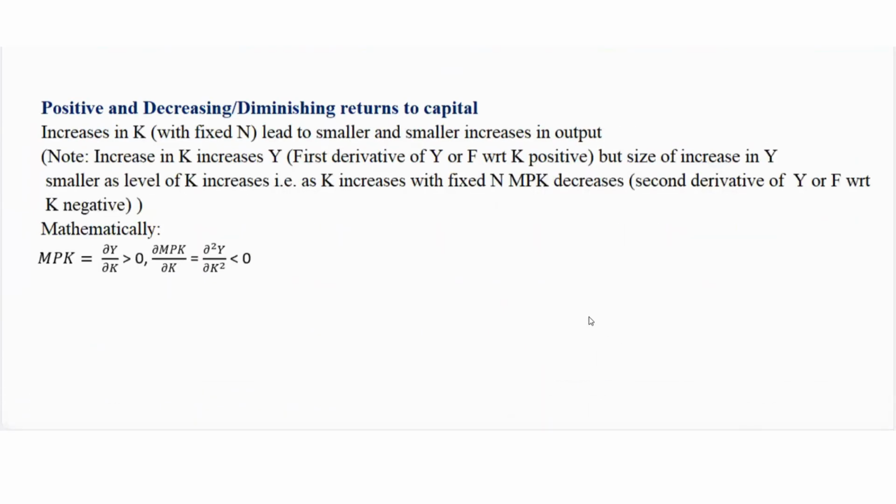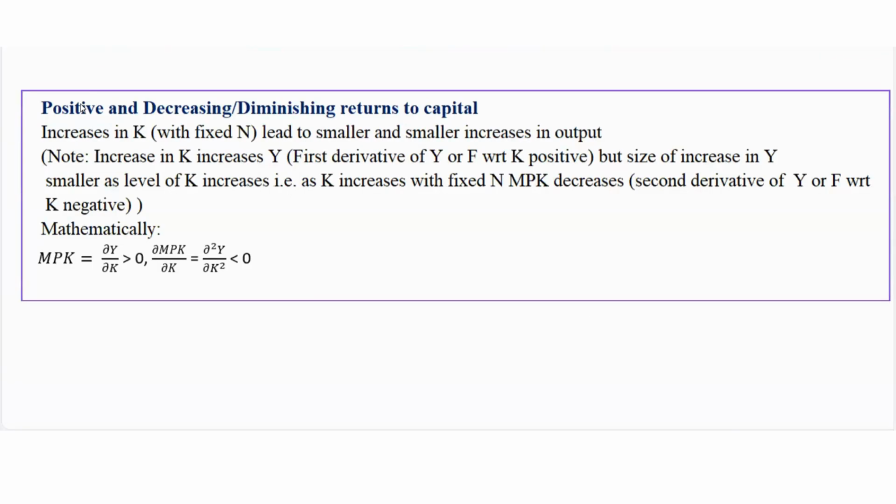So the second assumption involves positive and decreasing, or diminishing, returns to capital. This basically means, by the term positive, we mean that when we increase capital, output increases. So the first derivative of y, or f, because y is f(k, n), of y with respect to k is positive, right? So this part is the positive returns to capital. When you're increasing capital, output is increasing. So the partial derivative of y with respect to k is positive.